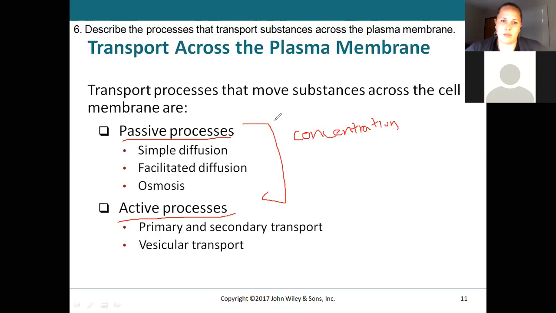If I was in a chemistry class, I would just do this: it's the annotation for concentration. And then active processes are going to require energy. Most often that energy is in the form of ATP.